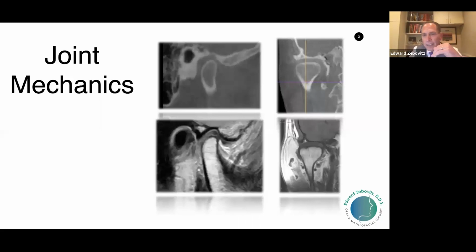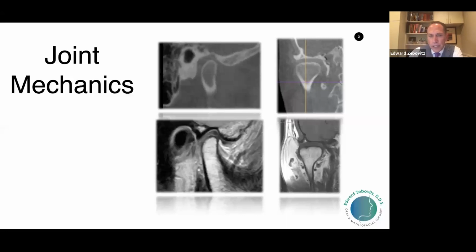Looking at joint mechanics, I'm going to simplify TM joint issues: either we have mechanical problems or we have structural problems. A lot of times we get stuck on what all of that really means. But if we can start saying mechanics and structure, I think we can simplify and work through some potentially challenging case presentations.